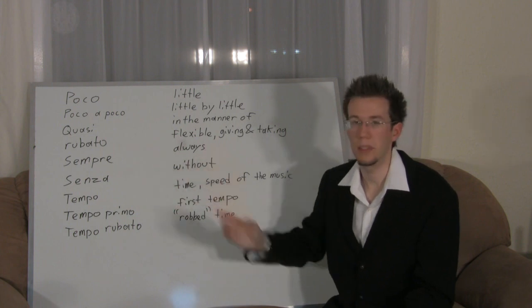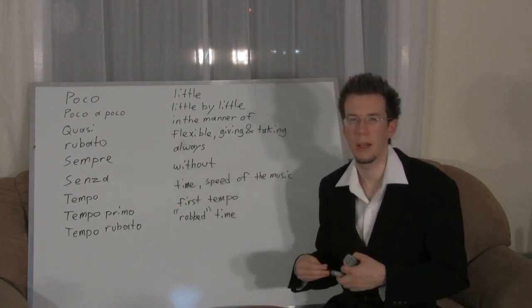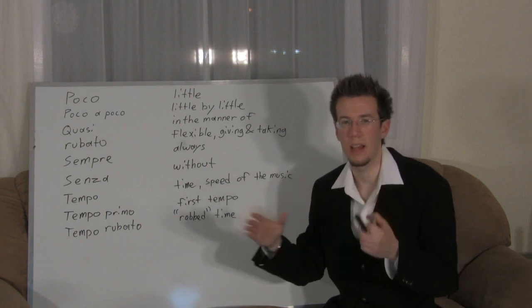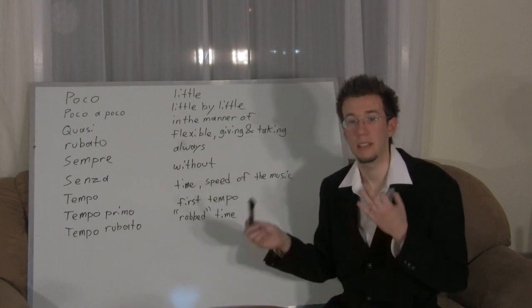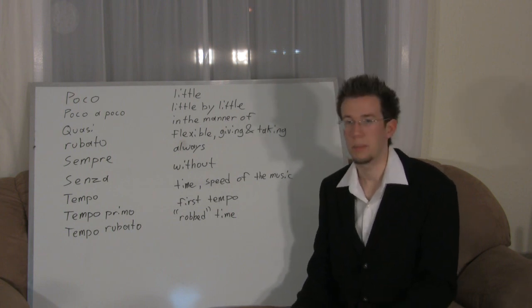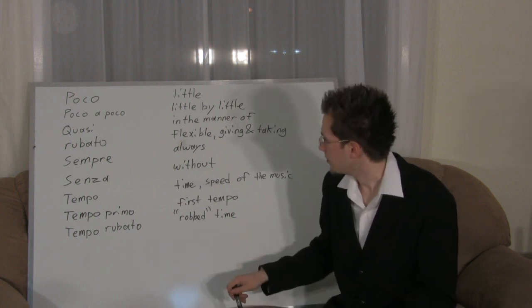Whenever you see poco something, it means it's a smaller version of it. So a poco accelerando would be a smaller accelerando. You're not going to accelerate as quickly. It's like a subdued, minor version. Okay. Yeah, that pretty much sums those two up.